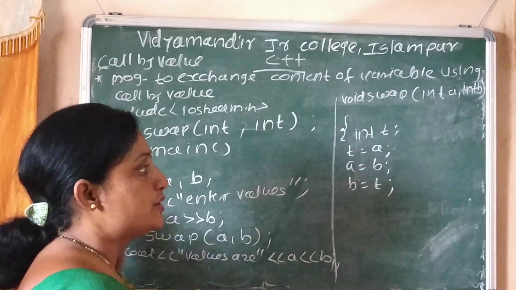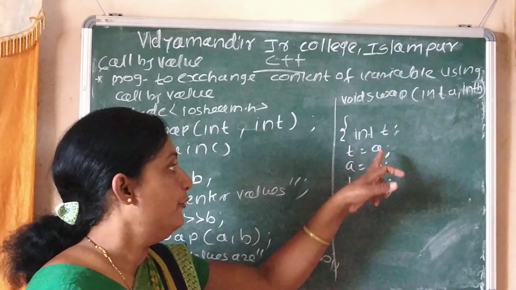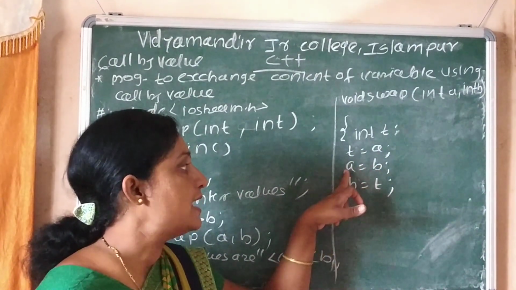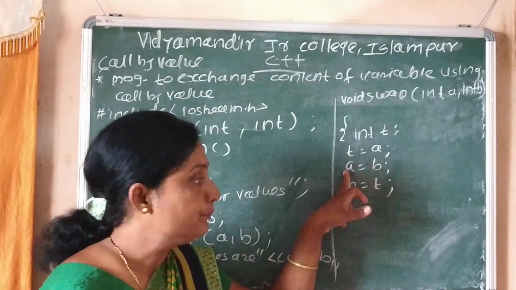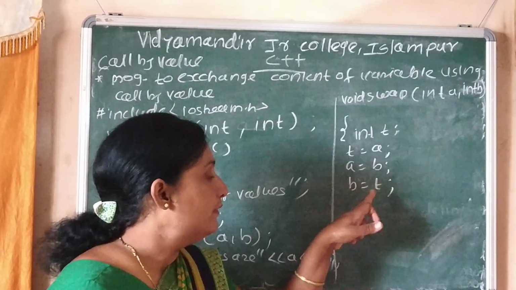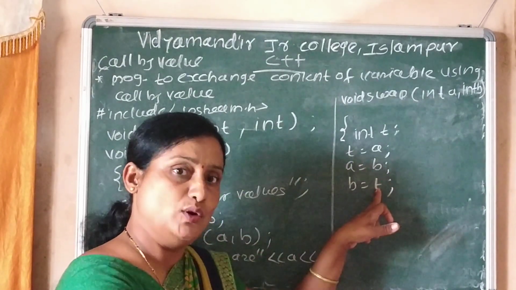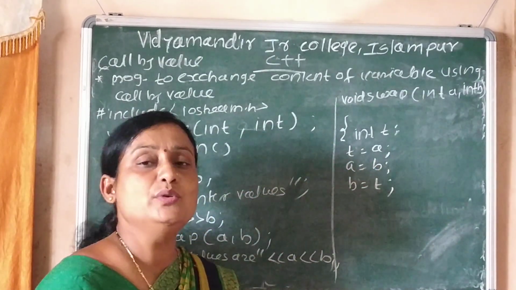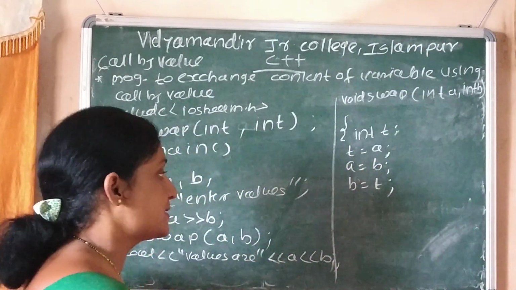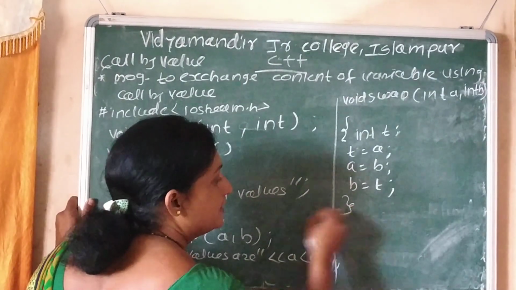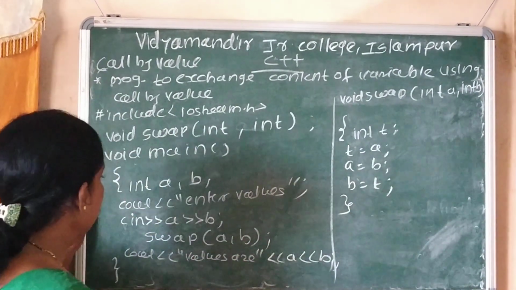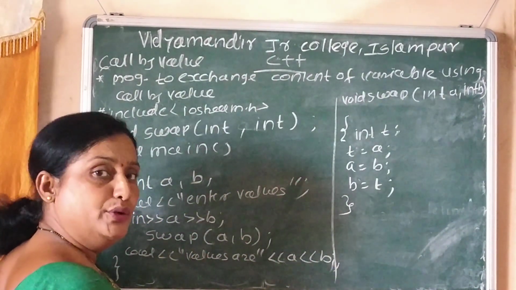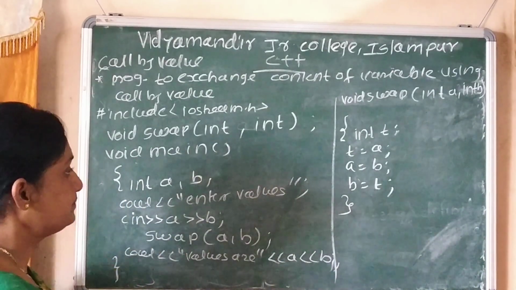This statement is used for exchanging values. The value of a is assigned temporarily to the t variable. Then the value of b is assigned to the a variable. After that, the value of t, which is actually the value of a, is assigned to the b variable. This is the logical statement for exchanging the values of the variables. After that, we close the curly brackets. That is a program for exchanging the contents of two variables using call by value.